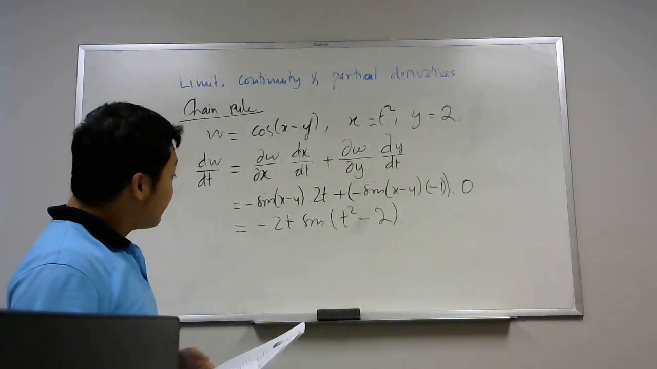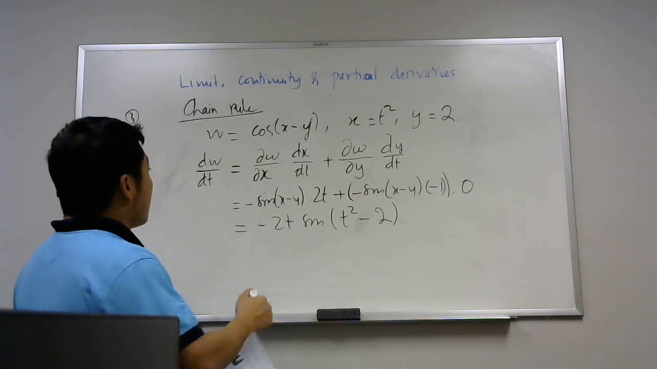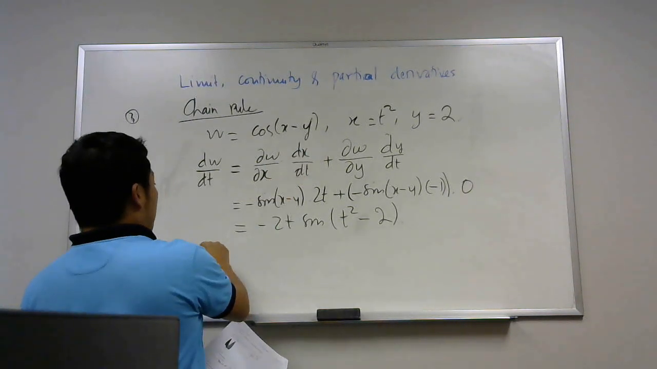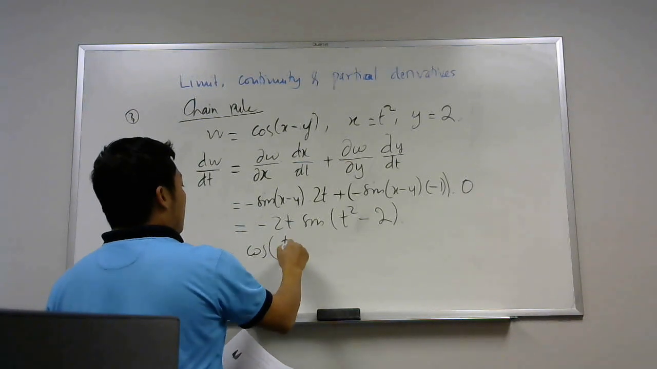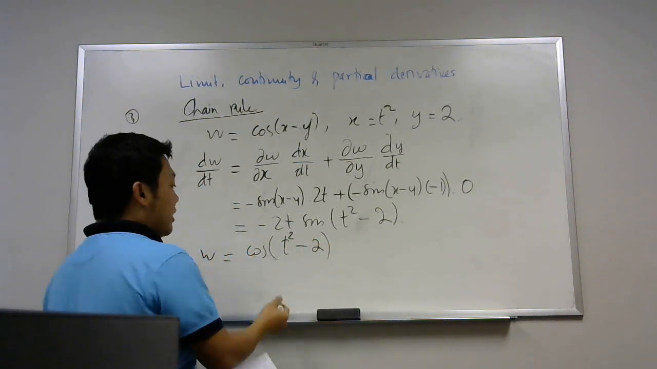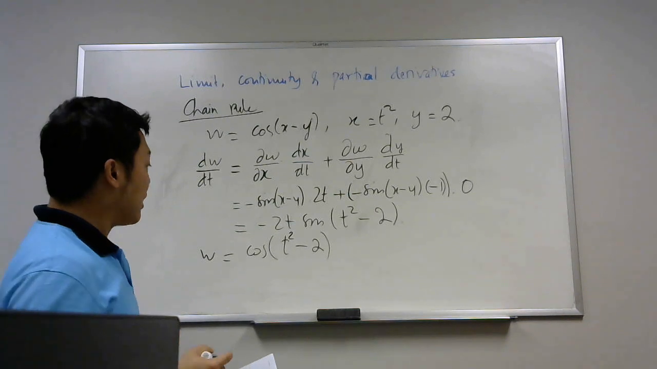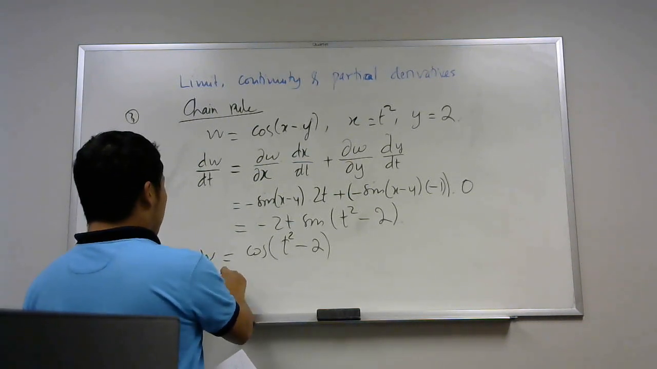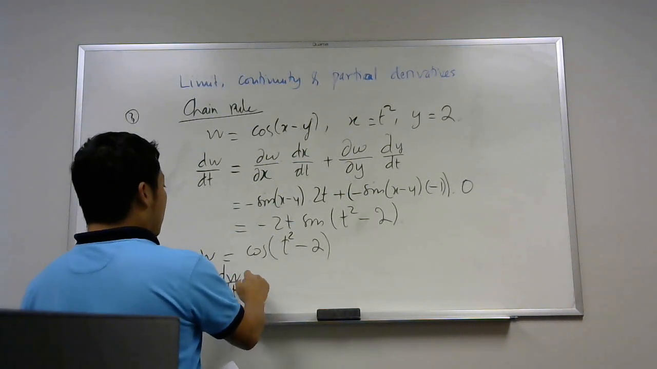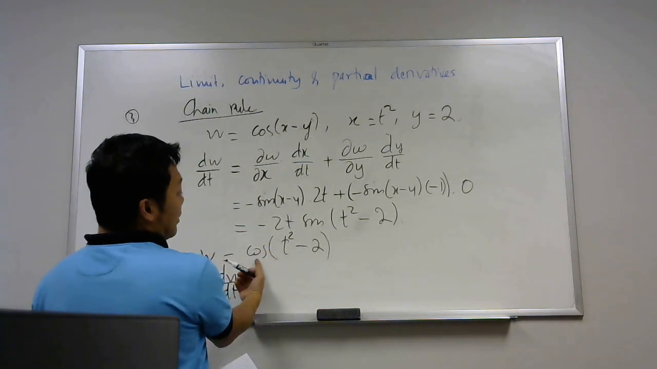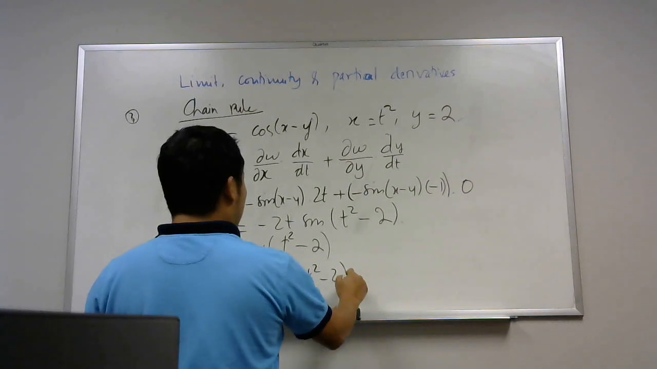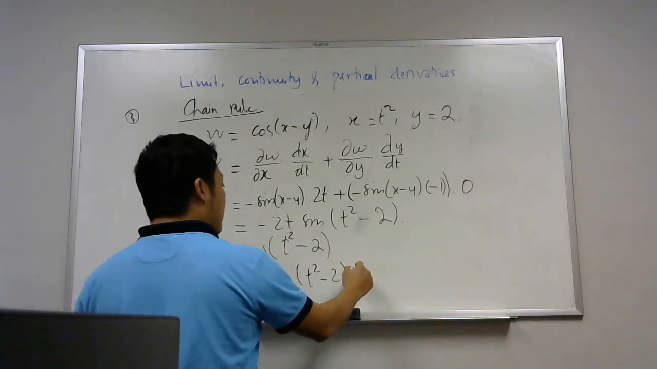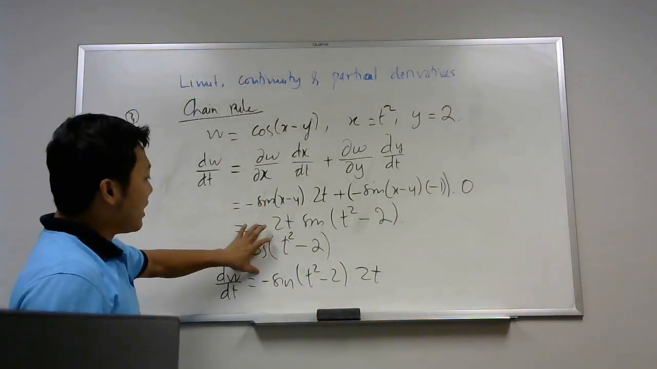And if we want to use calculus 1, you plug x and y into this function, you get w equal to cosine of t squared minus 2. And you use the chain rule for a function of one variable. You can write dw dt equal to the derivative of the outside function, which is negative sine of t squared minus 2, times the derivative of the inside, which is 2t. So see, they are the same.